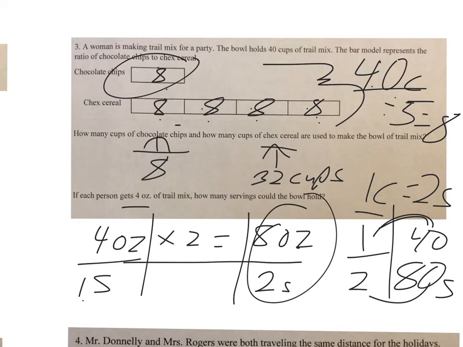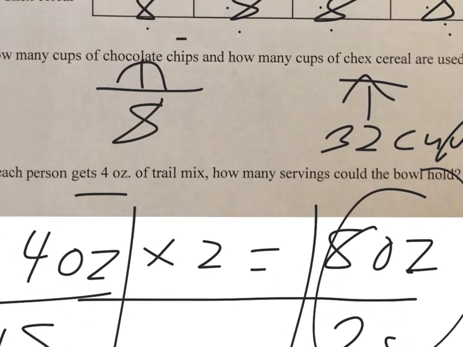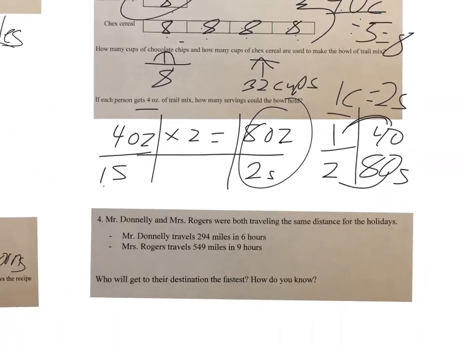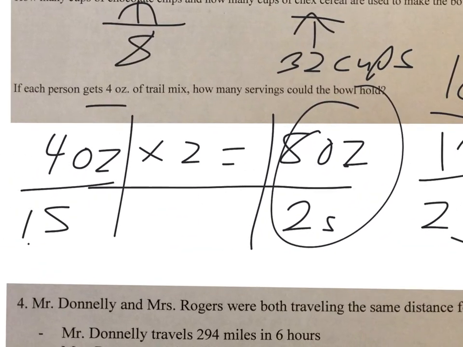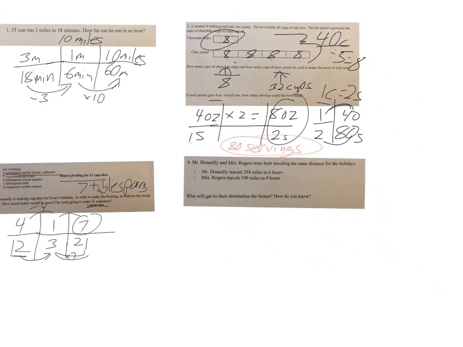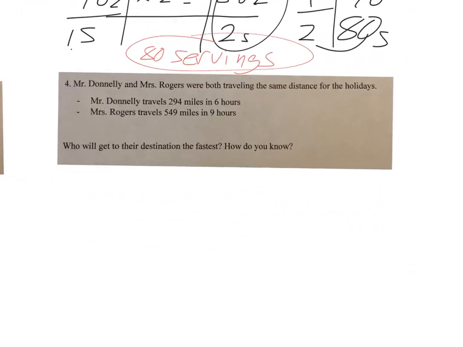So there'd be 80 servings. So if each person gets 4 ounces, how much could the bowl hold? And how many servings? So you'd say 80 servings. And that's how you'd figure that out. And then finally down here, Mr. Donnelly and Mrs. Rogers are both traveling the same distance for the holidays.